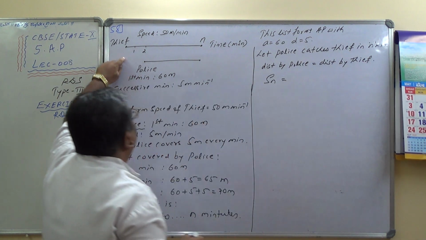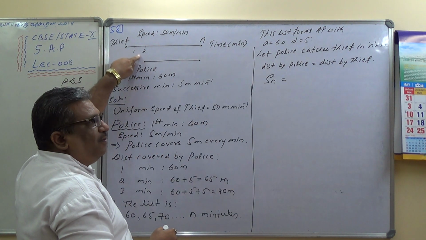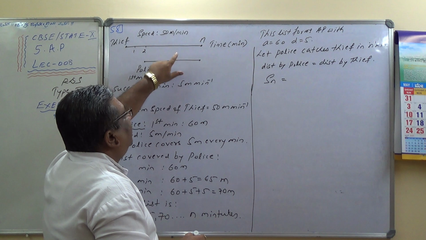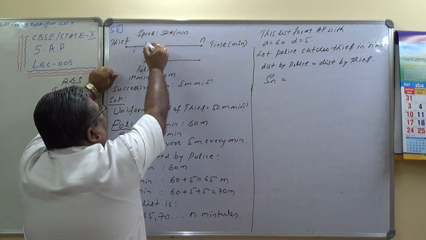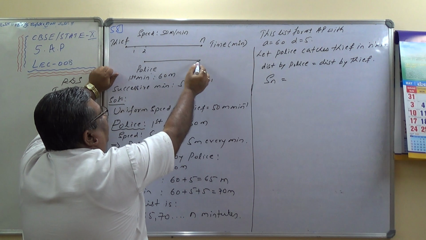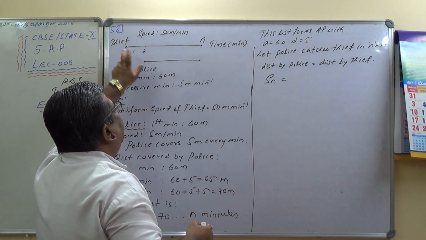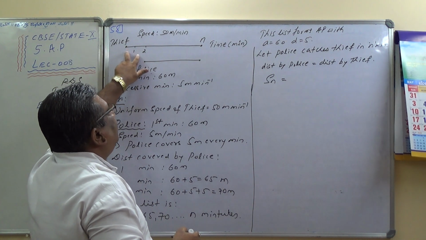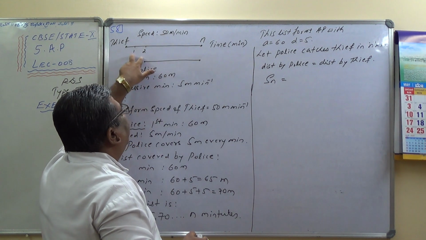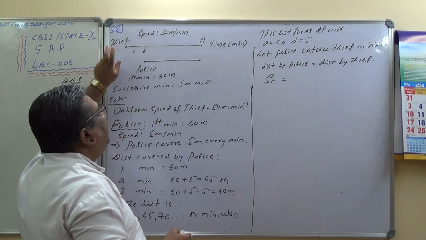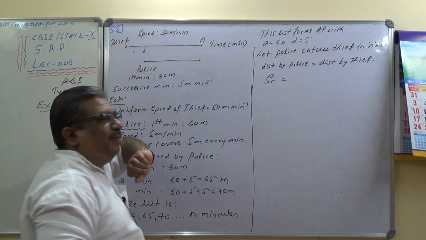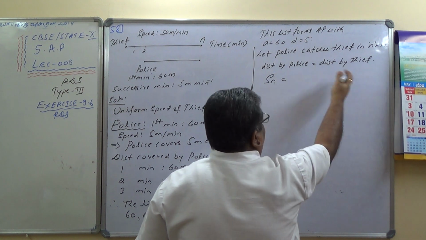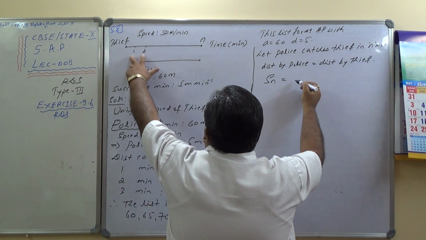You can see here, first 2 minutes distance is to be accounted, and from 2 to n minutes. If the police catches the thief in n minutes, then the thief is ahead of police by 2 minutes, meaning 2 into 50, that is speed into time, which is 100 meter. He is ahead of police by 100 meter, which is to be accounted for, and therefore Sn is equal to the distance covered by the thief in n minutes, given by 2 minutes into 50.